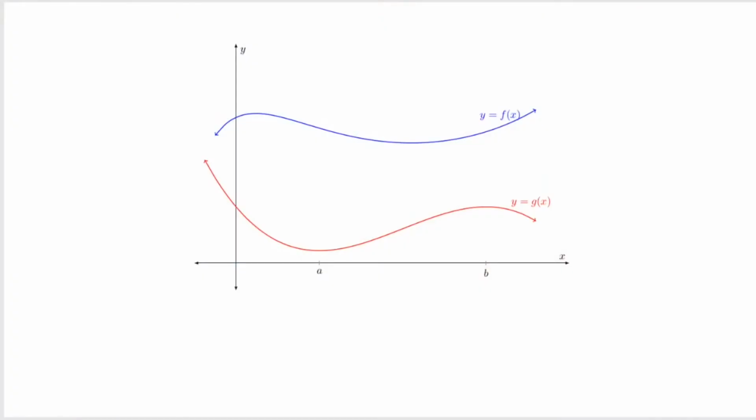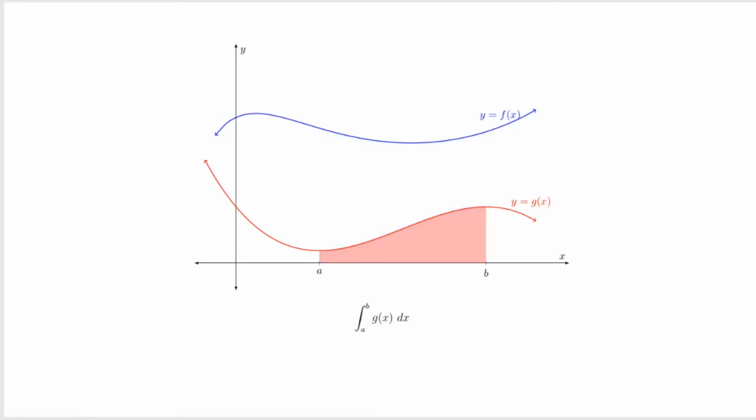Here we have two curves, f and g, and 2 points on the x-axis that we'll call a and b. And what we're looking to compute is the area between these two curves from a to b, the shaded area here. Well, we already know how to compute the area under the curve f from a to b and above the x-axis. That's the integral from a to b of f of x with respect to x.